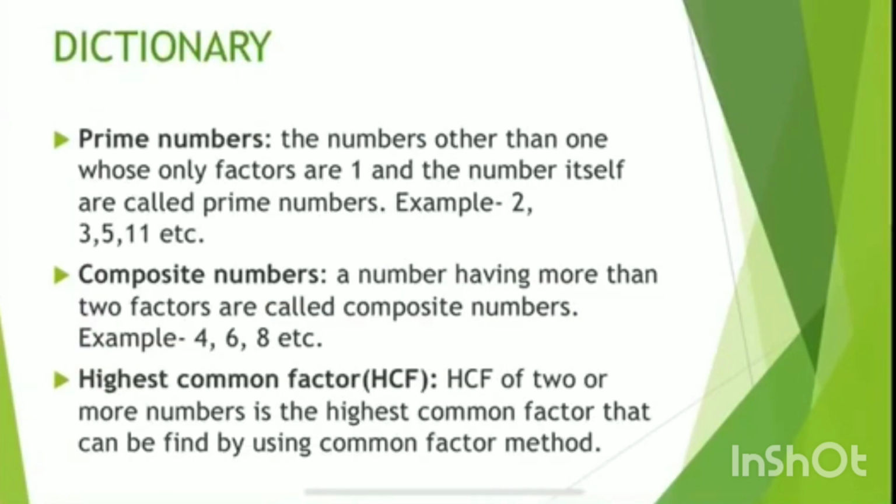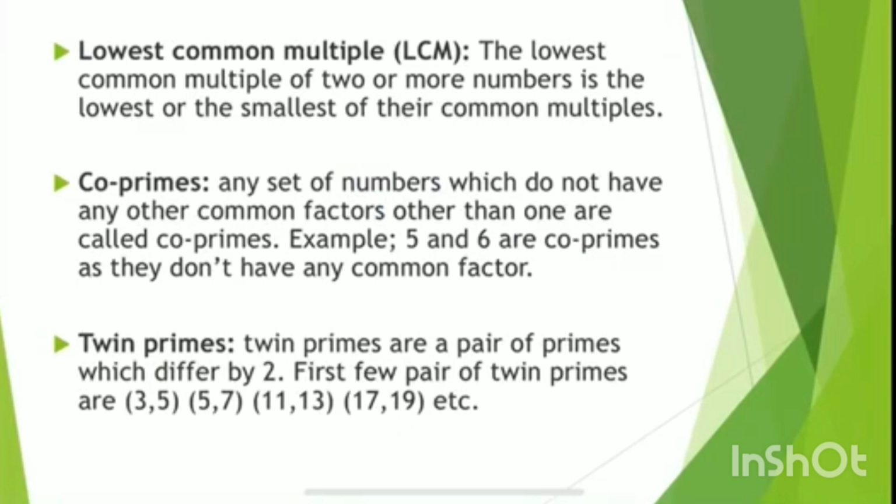Before starting the detailed explanation of the concepts, let us discuss the new terms that come in this chapter. First one is prime numbers, composite numbers, highest common factor, that means HCF, lowest common multiple, that means LCM, co-primes, co-prime numbers, twin primes, twin prime numbers.